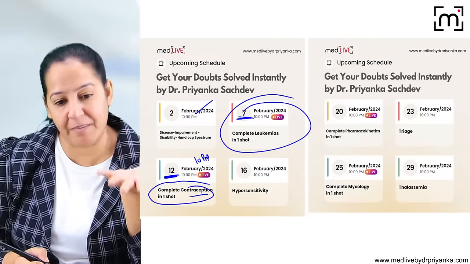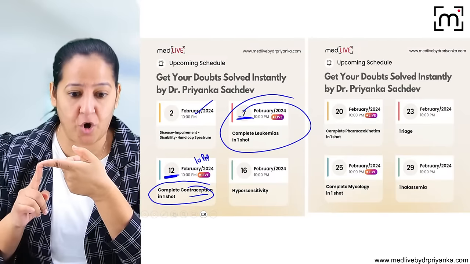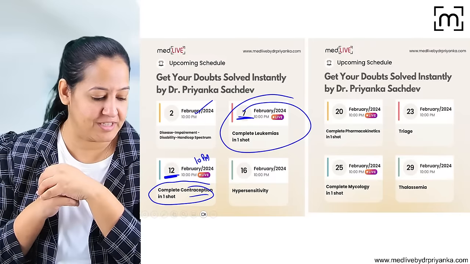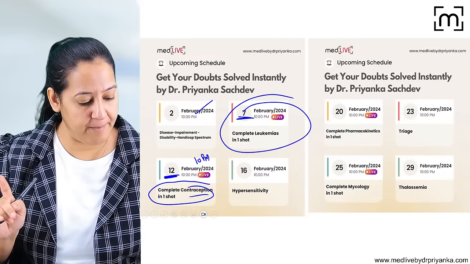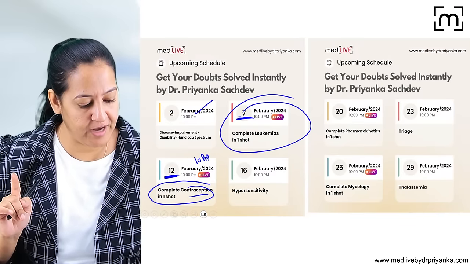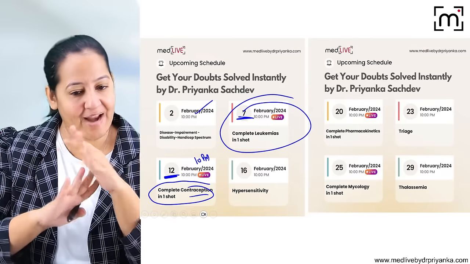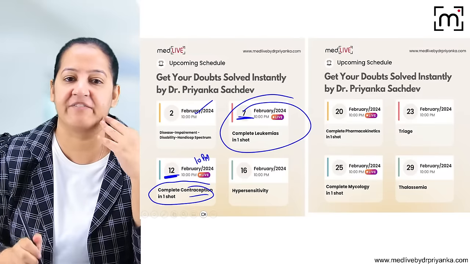Now you have contraception in multiple subjects. Sometimes you read it in OBG, obstetrics and gynecology. You read it in community medicine. You read it in multiple subjects. I will compile all of them at one place in one shot, and you get many questions from the contraceptive devices. So we will compile and compare, and we will do a most simplified version of that.